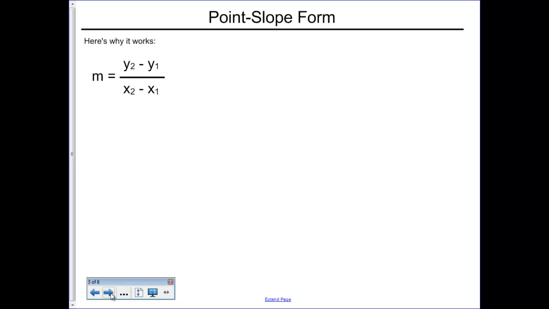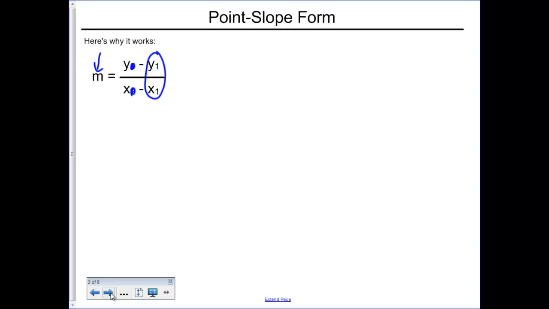Here's why it works. Remember that the formula for slope is y2 minus y1 over x2 minus x1. Change in y over change in x. Well, now instead of giving you 2 points, we're going to give you 1 point and the slope. So those are the numbers you substitute in there.